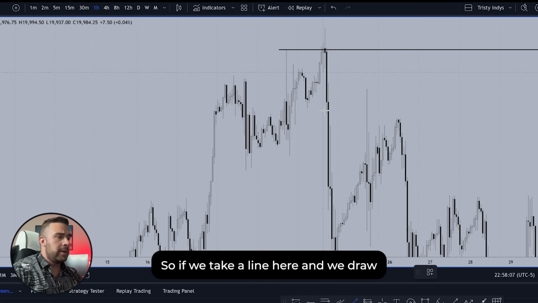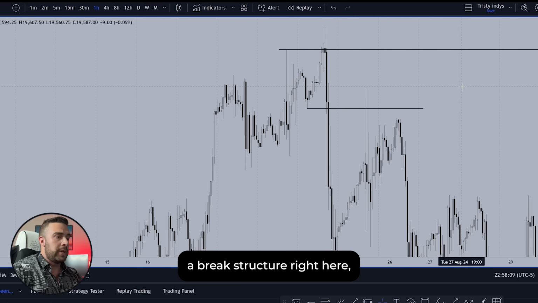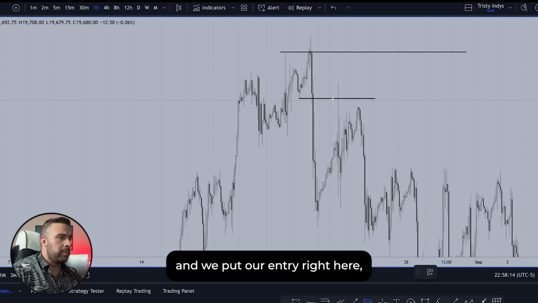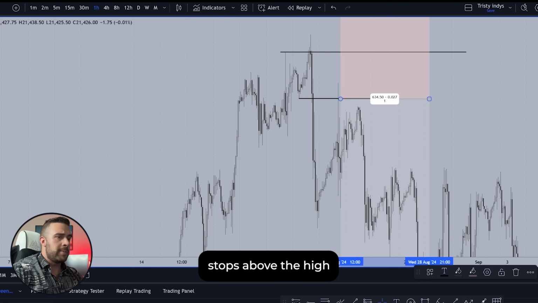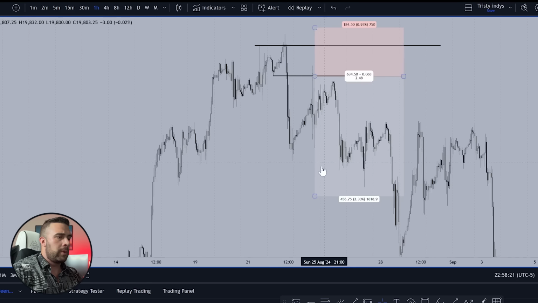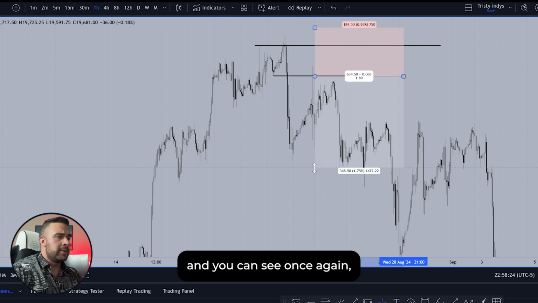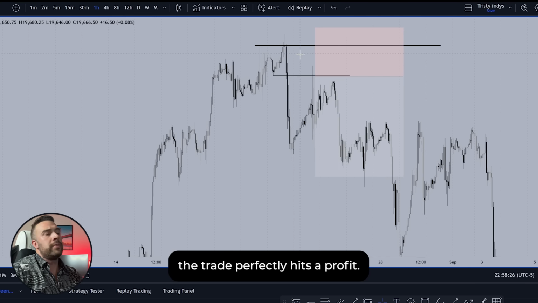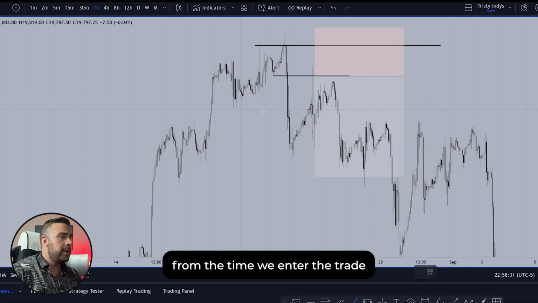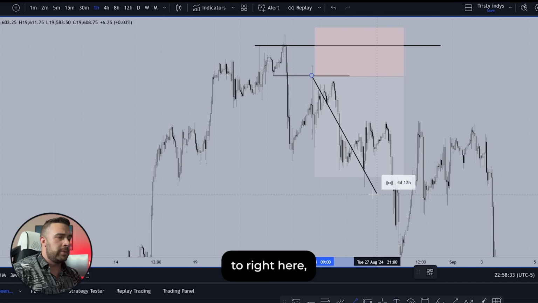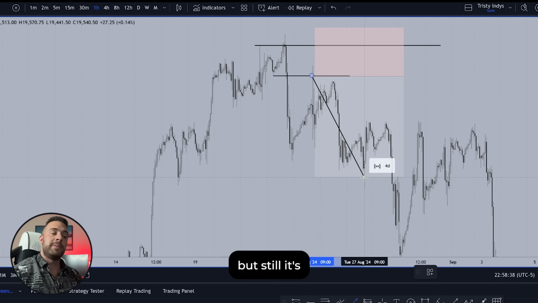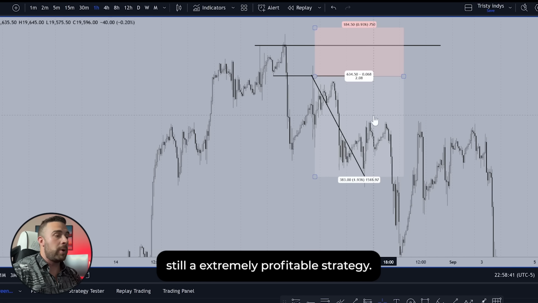So if we take a line here and we draw it and break structure right here, and then we take our risk to reward tool and we put our entry right here, stops above the high, and we target 2R, and you can see once again the trade perfectly hits take profit, and this is in a pretty quick amount of time. From the time we entered the trade, which was right here to right here, we're looking at 4 days. So yes, it's a little longer than most trades, but it's still an extremely profitable strategy.